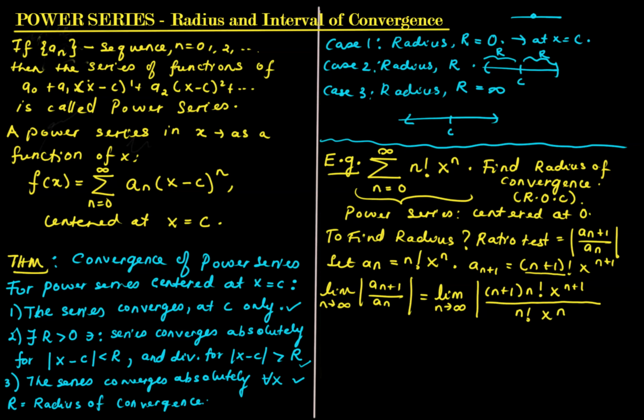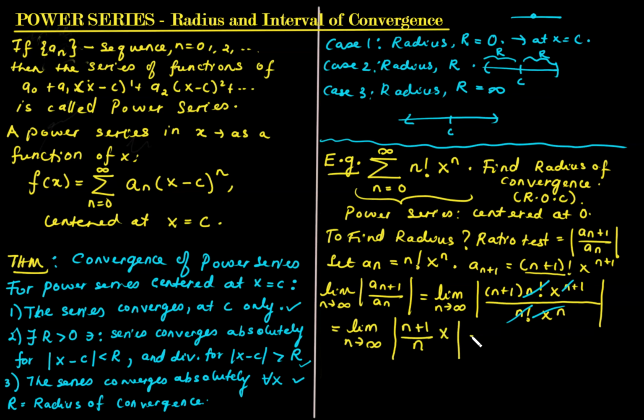If we notice, n factorial and n factorial get cancelled, and x to the n and x to the n get cancelled. So the only thing that's left behind for this absolute value is the limit as n approaches infinity. We simplified, that's just algebra. This is going to be n plus 1 times x.